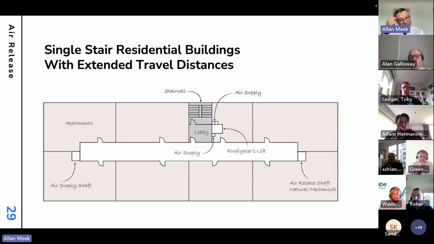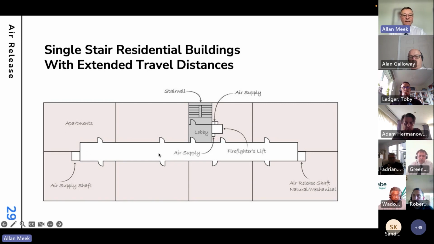A note on extended travel distances. If we have an extended travel distance on a residential building, on a high-rise single staircase building, then we need to protect this corridor as well as the lobby. So we have an extra system to accommodate. This is what the system was likely to look like. We have the standard pressurization setup, where we're supplying air to the stairwell, to the lift shaft, and to the lobby to raise the pressure.